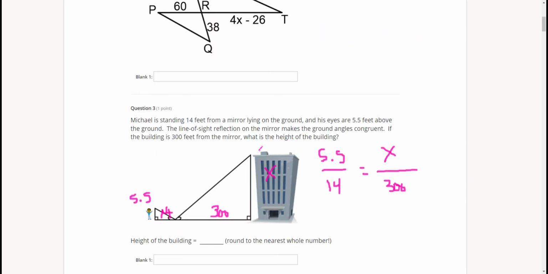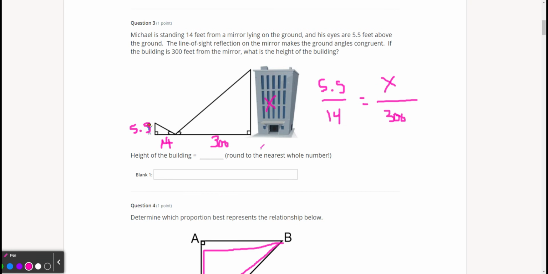Gianluca, you're saying you got number 3 wrong, Casey? Number which? 4? So did you do 5.5 times 300 divided by 14? That should give you the right number, and then round to the nearest whole number. So it shouldn't be a decimal here. It should be a whole number.